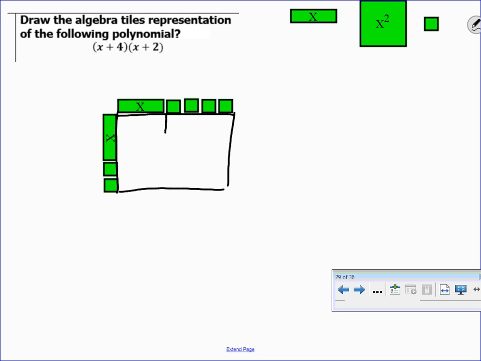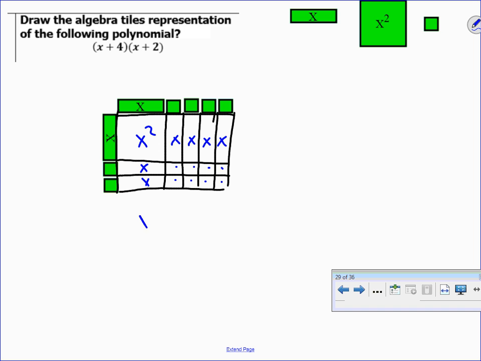And then we draw lines anywhere there's a break. And then we just look at our shapes and say, okay, what fits there? Well, that's an x squared, that's an x, an x, an x, an x, an x, and an x, and a 1, 2, 3. So that'll be x squared plus 6x plus 8. But that's how you draw the model. And so that's section 4.